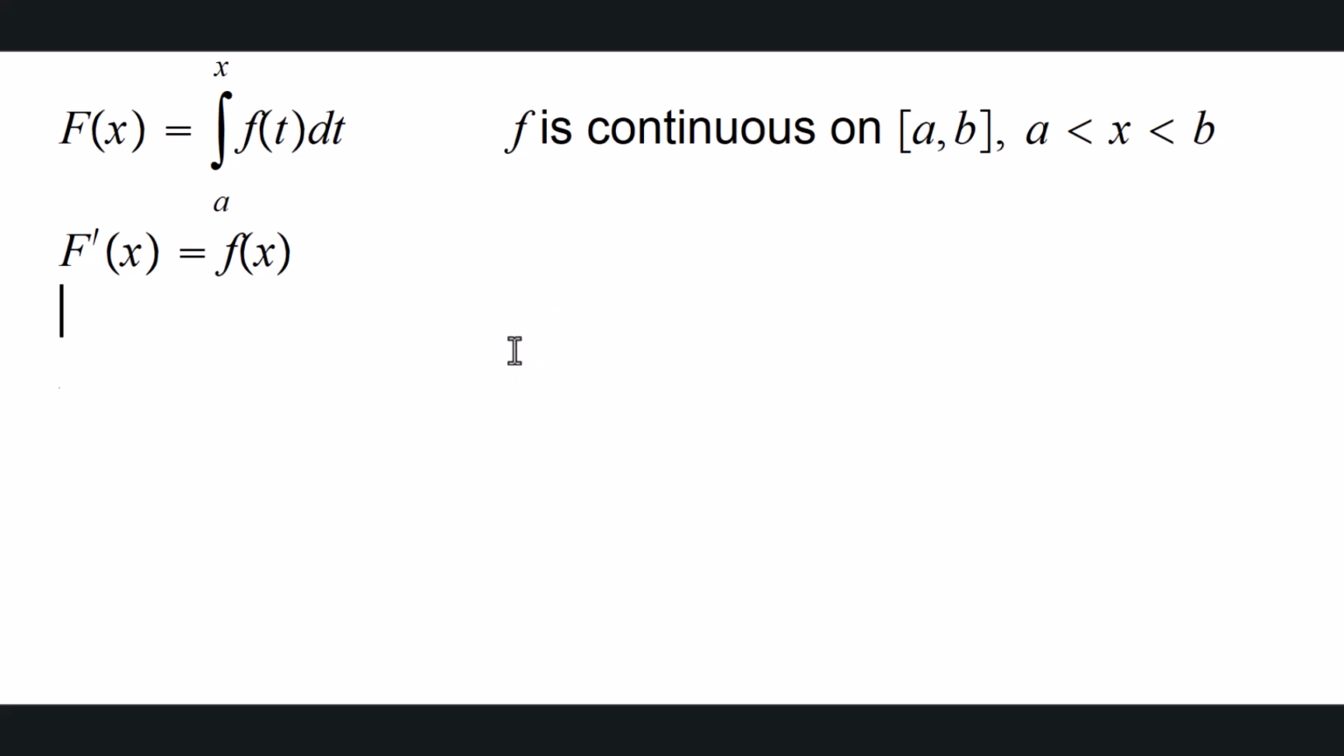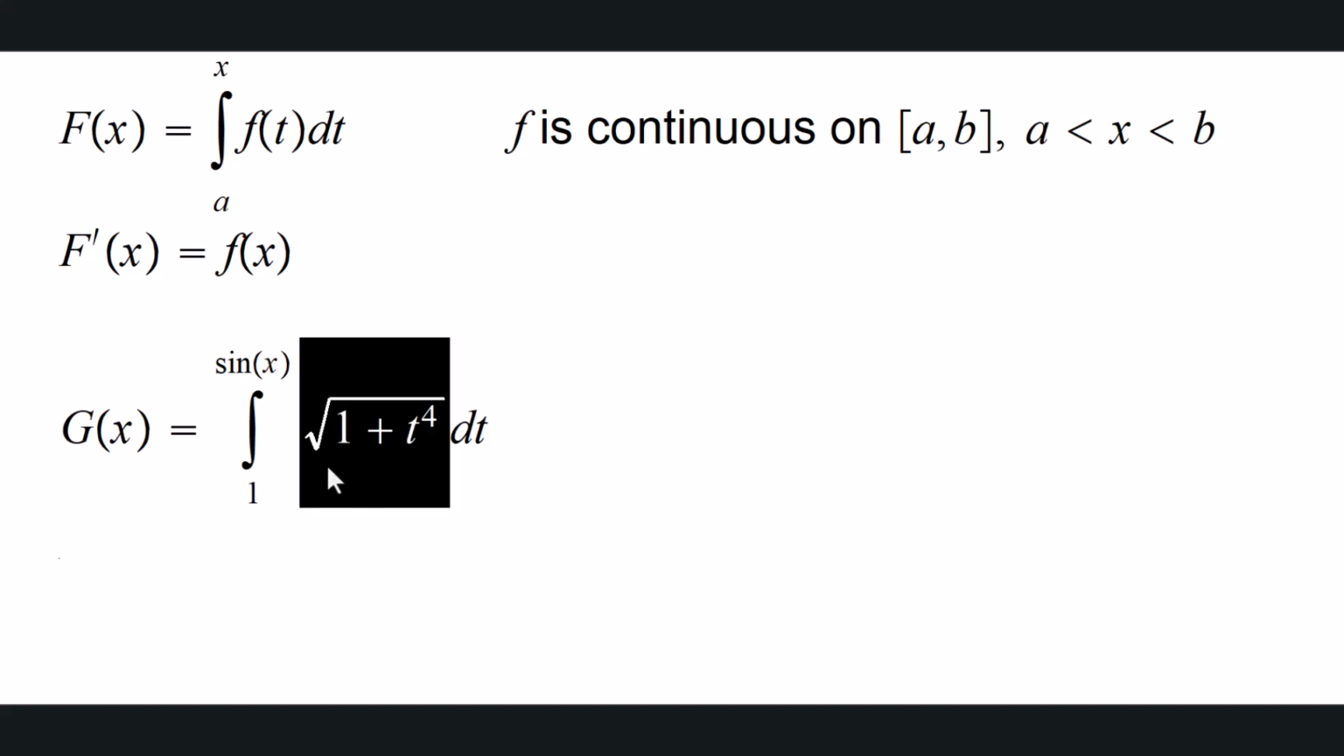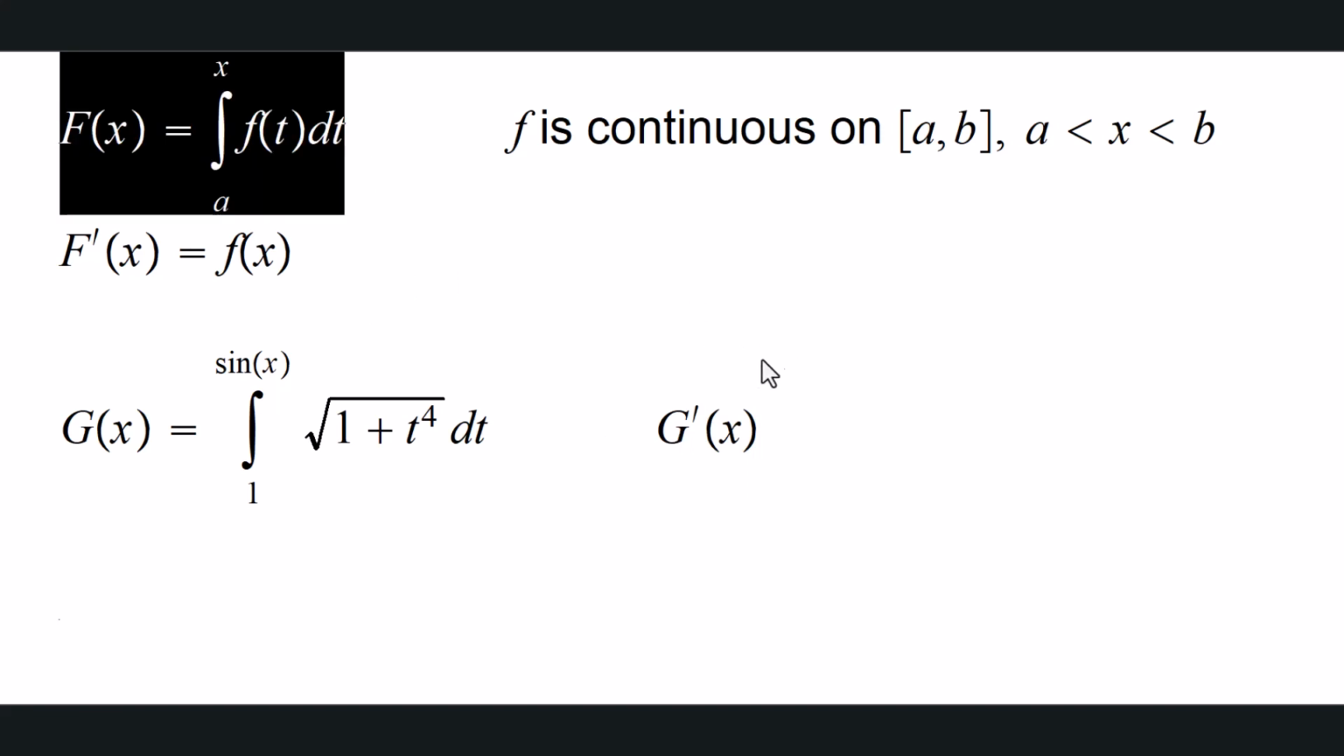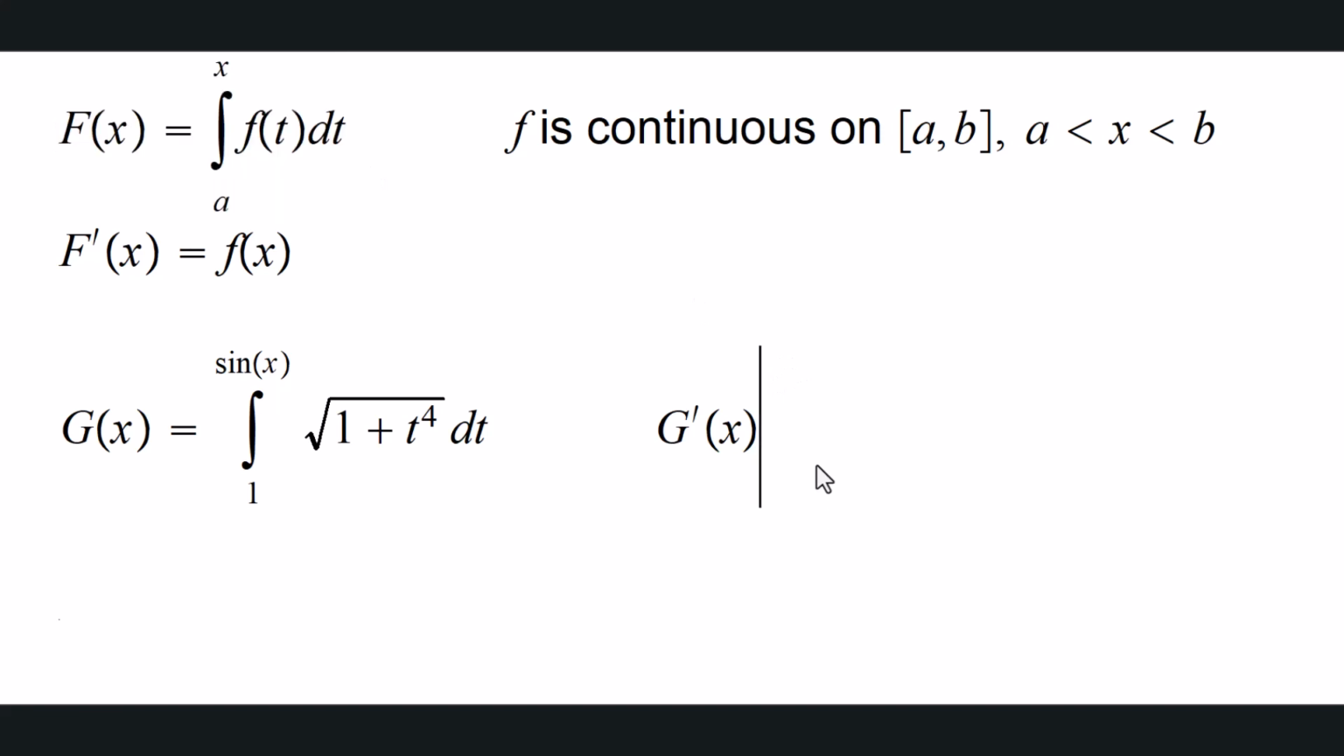Now, what we are proceeding towards is this. We have a function g of x, which is defined using this continuous function, square root of 1 plus t to the 4. And in the upper limit, instead of x, we have a function of x, say sine x. And what we would like to obtain is g prime of x. So the problem in using this form is, just like when you did derivatives in the beginning, that instead of x, I have sine x.